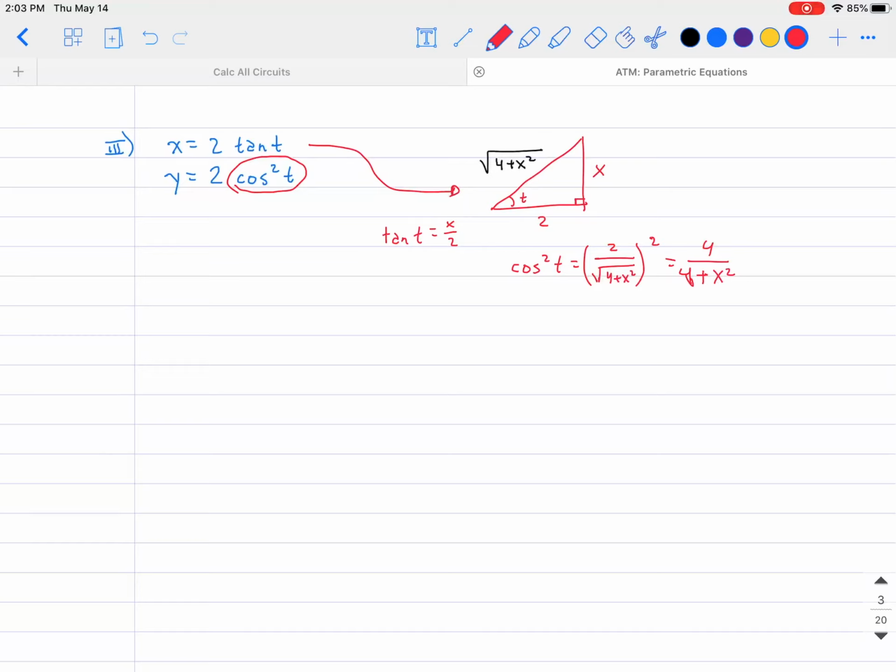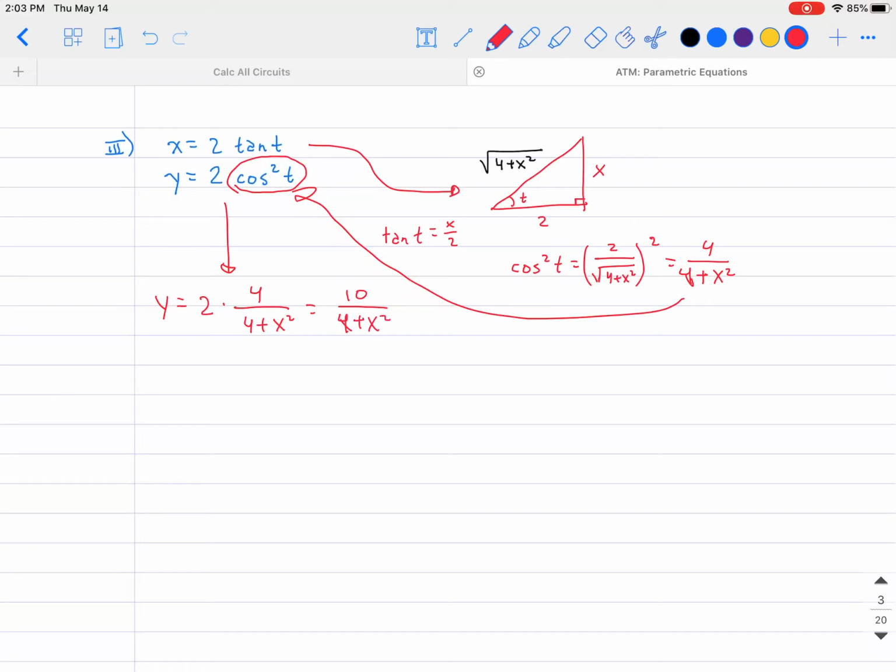Okay, take that and put it back in. So our final equation is now y is equal to 2 multiplied by 4 divided by 4 plus x squared. So that gives me a total of 10 over 4 plus x squared then.